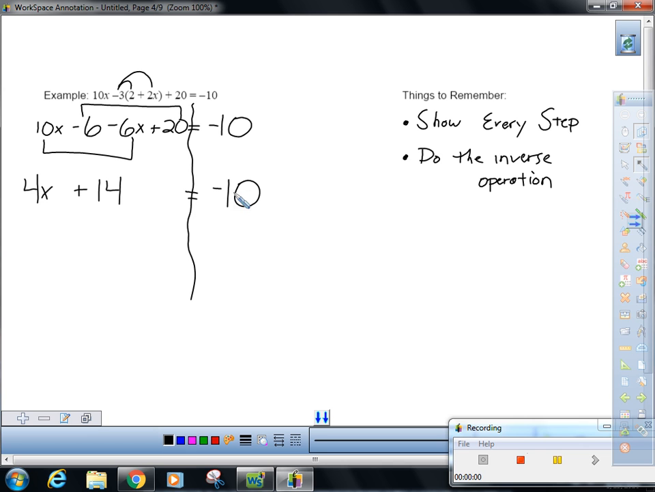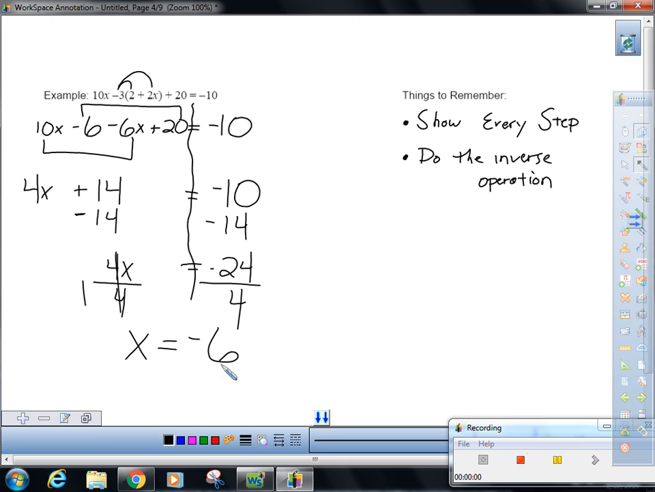Now I want to get all the x's by themselves, so what's being done? We're going to subtract 14, and so you get 4x equals negative 24. Now the last thing being done is multiplication, so the opposite of multiplication is divide. 4 divided by 4 is 1. 1 times x, so that's legal. x equals negative 6, okay?